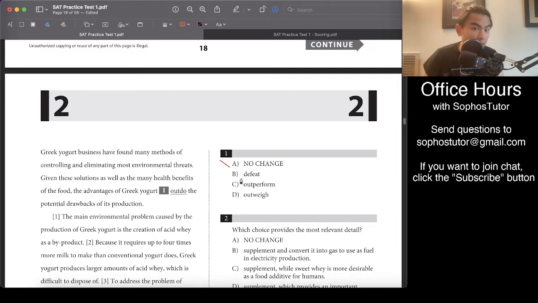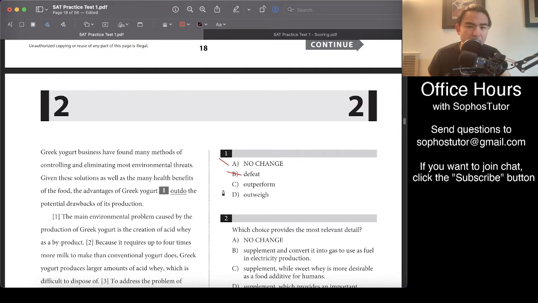Now, if this was a hard no, and I think this is absolutely impossible to be correct, I would write a slash directly across the letter. But this is a soft no, so I'm going to go ahead and put the slash on the outside. Okay. Now we're going to go ahead and just plug in the next word. Advantages of Greek yogurt defeat the potential drawbacks? Definitely not defeat, right? This is a hard no. So I'll put a cross on that letter here.